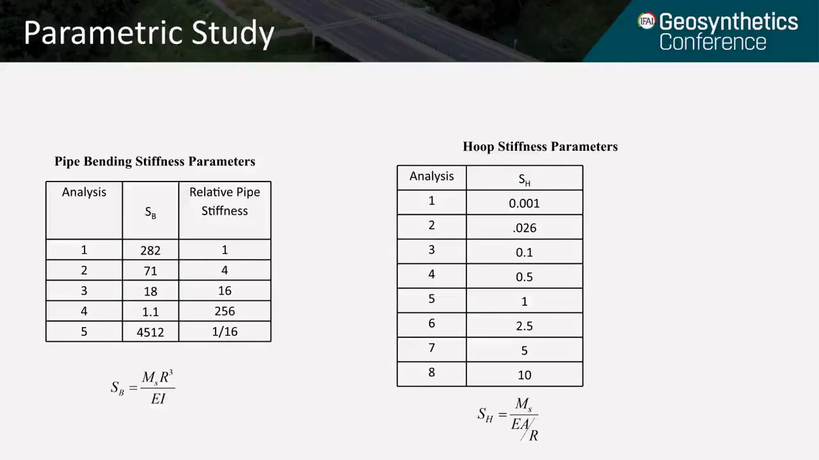To do this, we ran the same model with 5 different pipe stiffnesses by increasing the stiffness by factors of 4, 16, and 256, and lowering the stiffness by 1/16. We also ran the model in 8 conditions by lowering the hoop stiffness so that we could get in a range from 1 to 0.1.